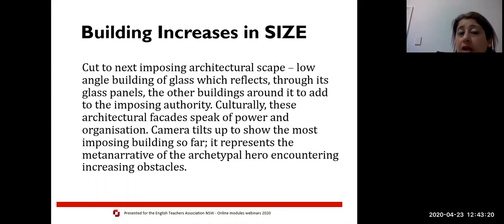Again, this time we've got a low angle, same concept to demonstrate power as an identity or relationships between the individual and authority. There's glass panels this time, which actually reflect onto other buildings, creating more of a sense of intimidation. And I've written there, culturally, these architectural facades speak of power and organisation. So the code the audience has been given to understand the power dynamic that's being set up here is being used through the camera language. Camera tilts up to show the most imposing building so far, which represents the meta-narrative of the archetypal hero.